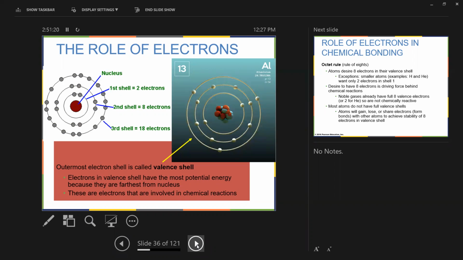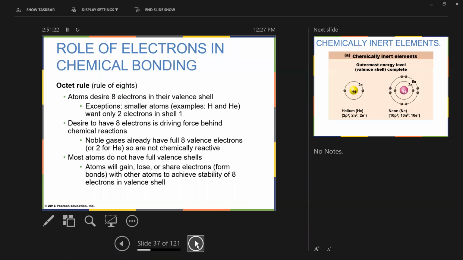Now, I'll leave you with this point here. Why do we want to combine with other atoms? Because an atom that doesn't have its valence shell filled up is unstable. Atoms that don't have their valence shell full are unstable and want to achieve stability.